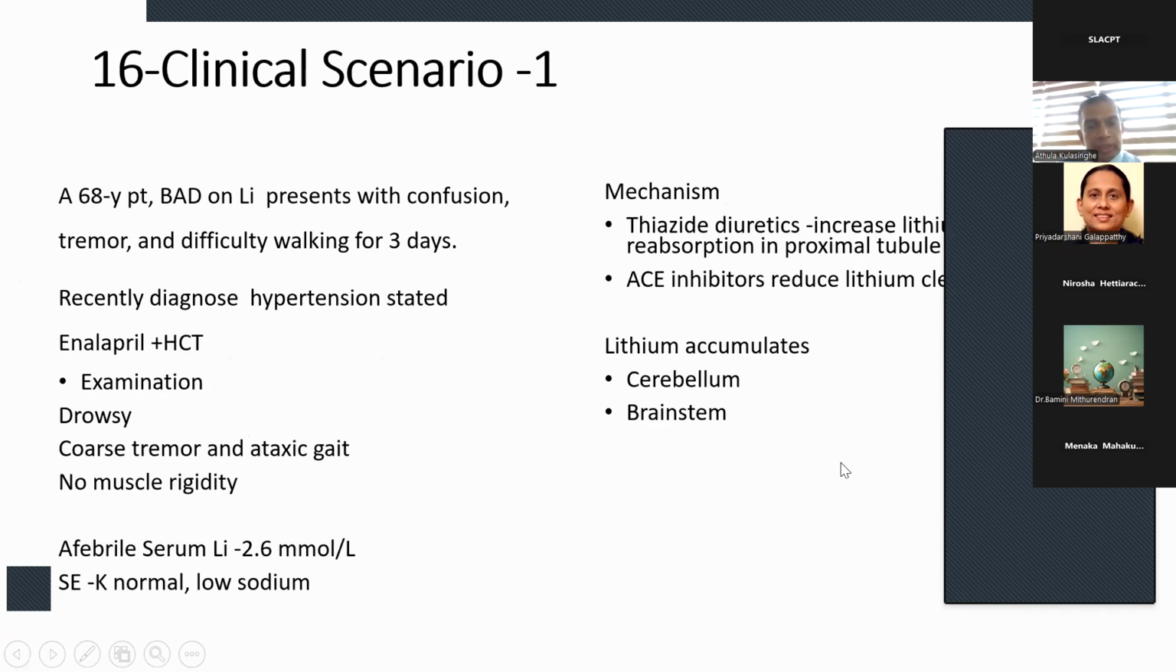Because the lithium accumulates in the presence of enalapril and HCT, this is the mechanism, right? I'm not going to discuss it in detail.